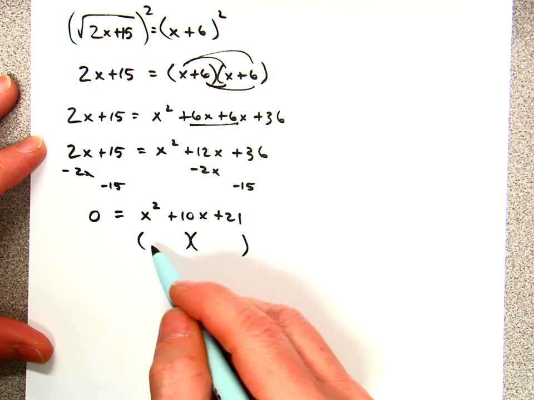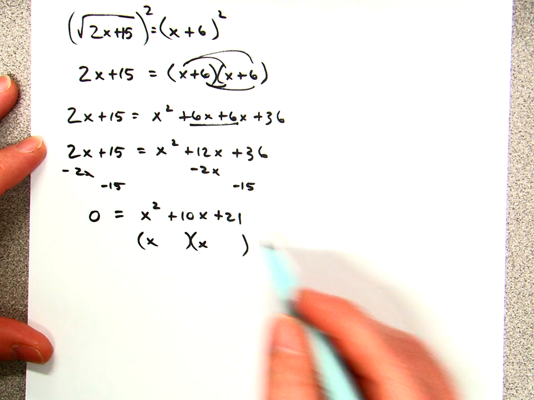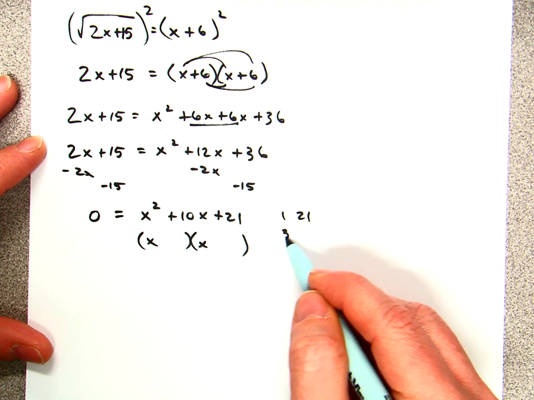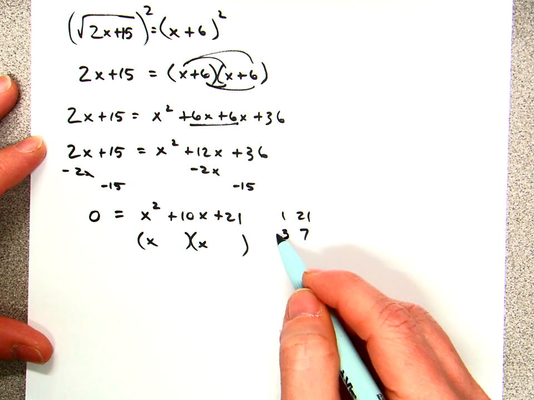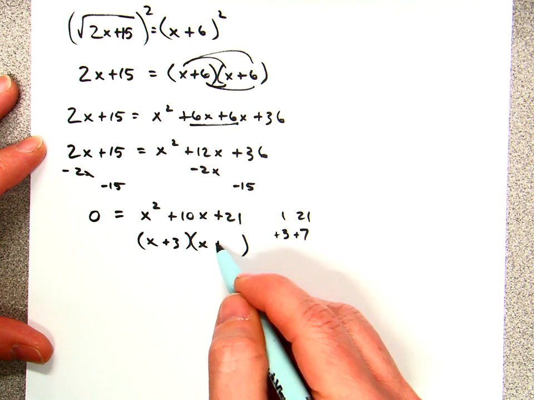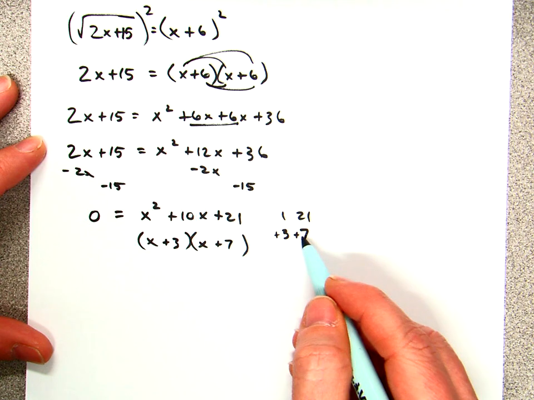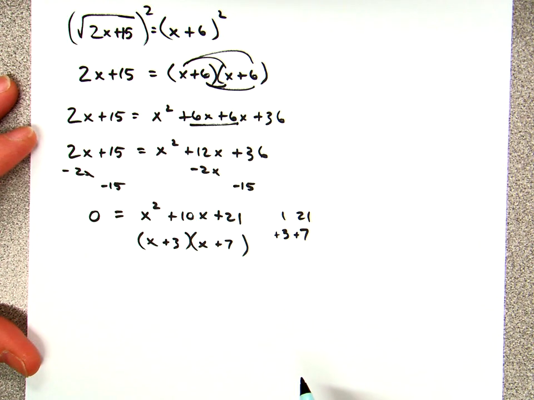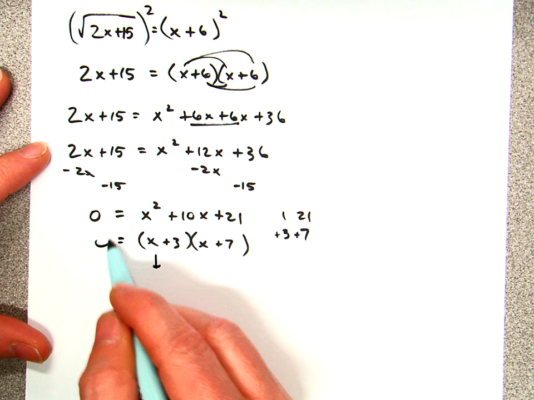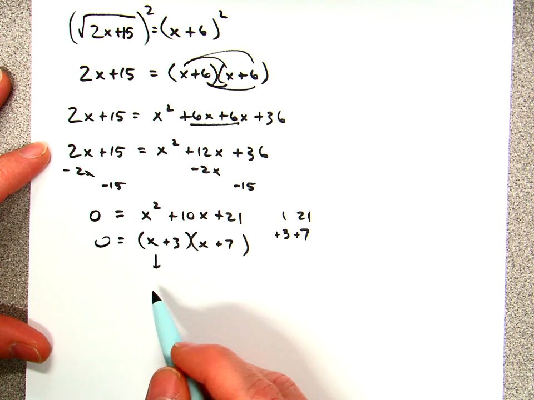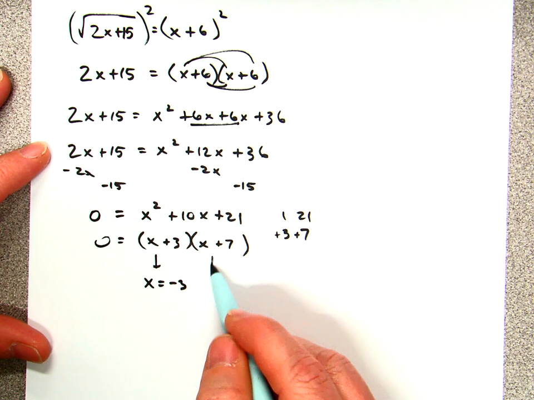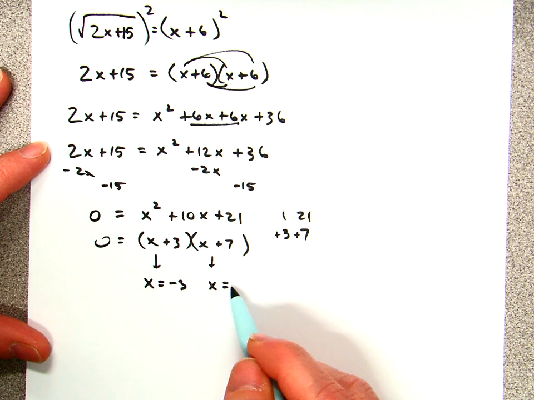The only way to make x squared is x and x. 21 is 1 times 21, or 3 times 7. As long as the 3 and the 7 are positive, then we can make 10, and positive times positive makes a positive 21. So that means that this factor, still equal to 0, would make 0 if x was negative 3, and this one would make 0 if x was negative 7.